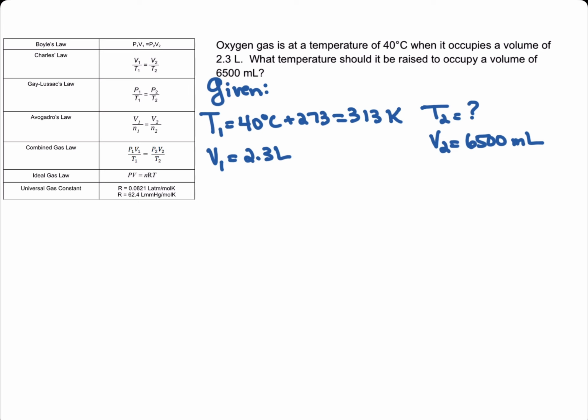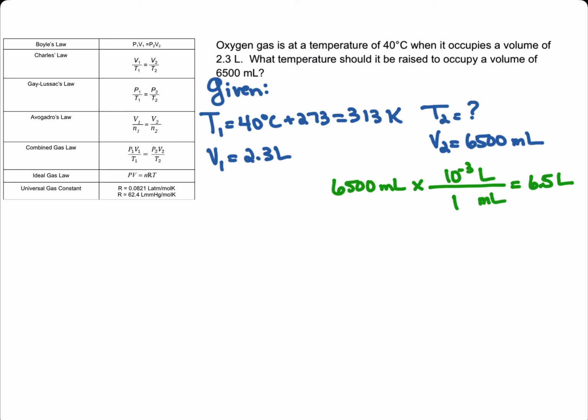So let's go ahead and set up that conversion. If milliliters is in the numerator, milliliters is in the denominator. 1 milliliter equals 10 to the negative 3 liters. So our new volume is 6.5 liters. All right, so we have volume in the correct units, we have temperature in the correct units.